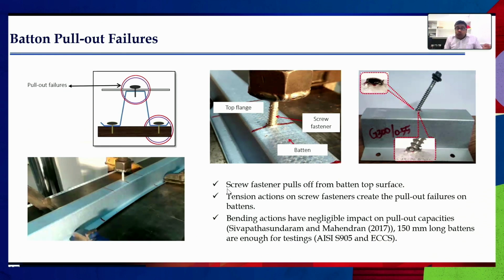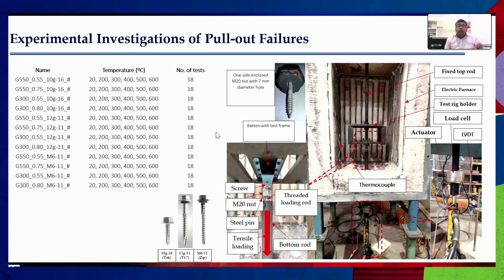We did some screw fastener pull-offs from the batten surface, and the tension action on the screw fasteners creates pull-off failures. Then we came up with a test setup to look at very high temperatures. This is our electric furnace. We made a small sample and we pulled that screw at different temperatures. You could see here from 20 degrees at a steady state, 200 degrees, 300, 400, 500, 600 degrees.